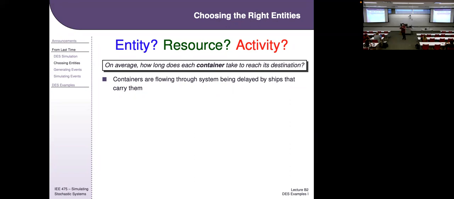So with that in mind, what do you think the entities, the resources, and the activities should be for this model? Any ideas?